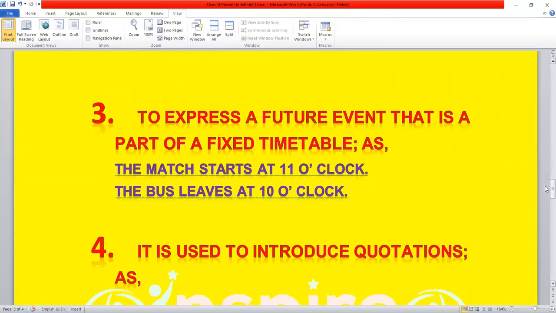Third, to express a future event that is a part of a fixed timetable, for example, the match starts at 11 o'clock. The bus leaves at 10 o'clock.